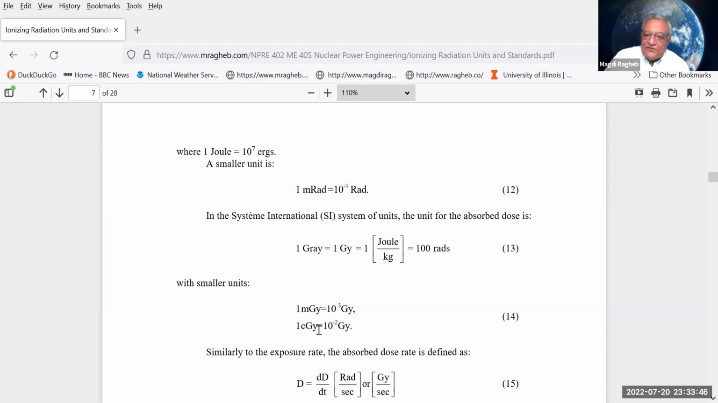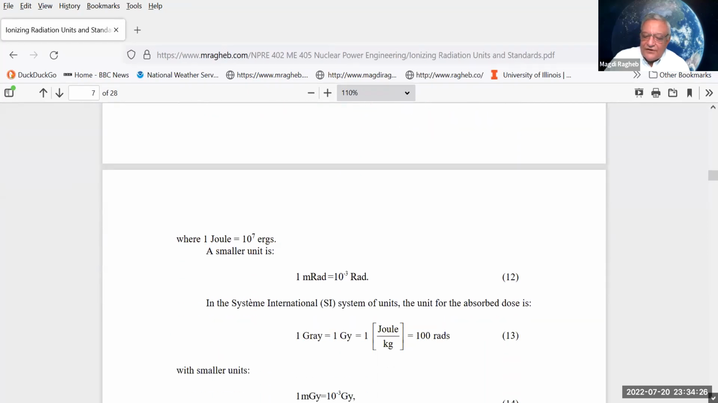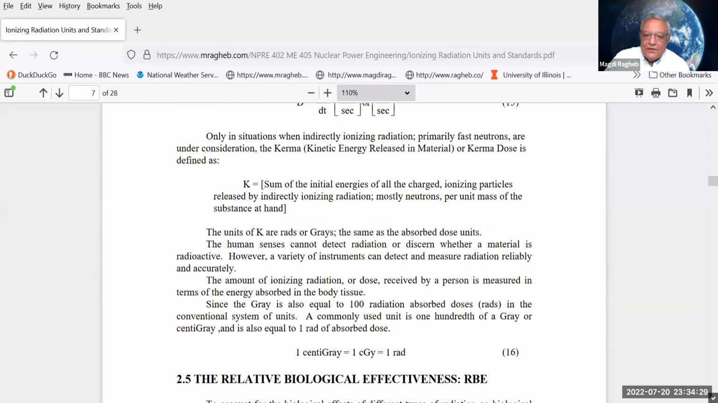So we can say that 1 centigray is 1/100th of a gray, like centimeter. Remember, centi is the prefix that designates 1/100th, and 1 milligray would be 10 to the minus 3 gray. So if we are dealing with units, I like to describe them as basically that one rad is 1 centigray, or 1/100th of a gray, and in that case we don't get confused between the units.